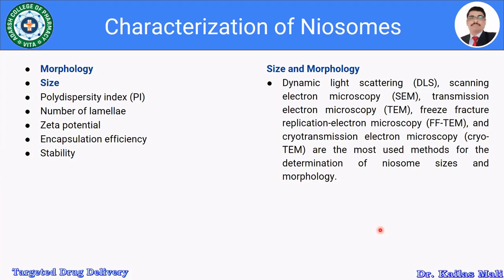Let us see the characterization of the Niosomes. The Niosomes are characterized for the morphology, size, polydispersity index, number of lamella, Zeta potential, encapsulation efficiency, stability, and the drug release. The size and the morphology of the Niosomes can be determined by using dynamic light scattering, that is the DLS, scanning electron microscopy, transmission electron microscopy, freeze fracture replication electron microscopy, and cryotransmission electron microscopy.